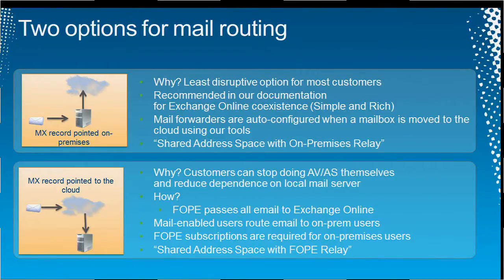Customers also have the option where they can point all mail to the cloud, and FOPI would redirect on-prem back to the premises. In this case, antivirus and anti-spam settings are done in the cloud, so mail traffic is reduced drastically up there in the cloud, and only wanted mail is sent to the premises.